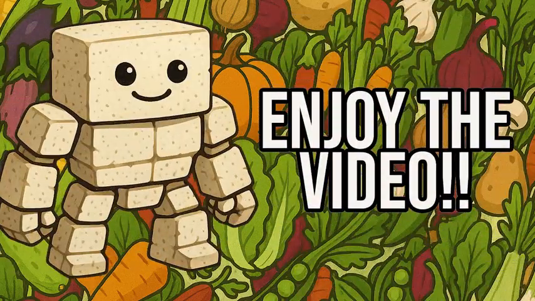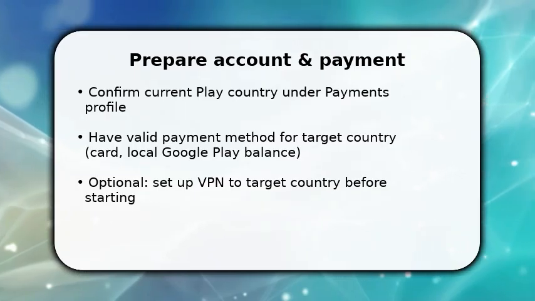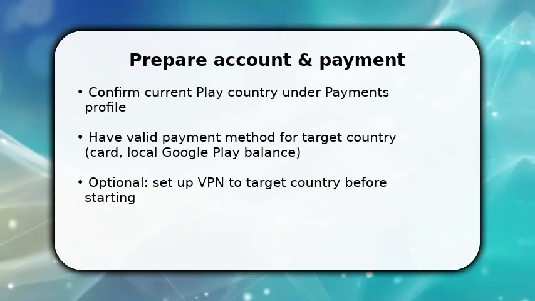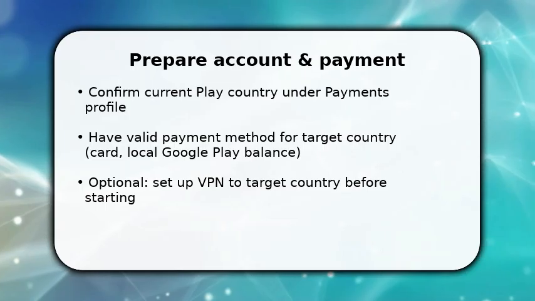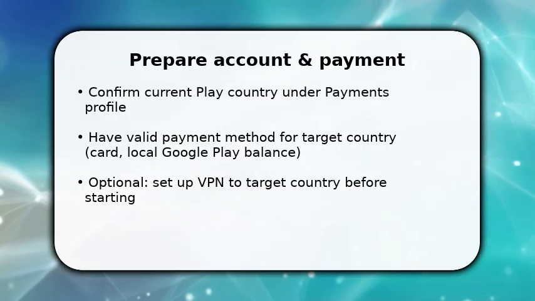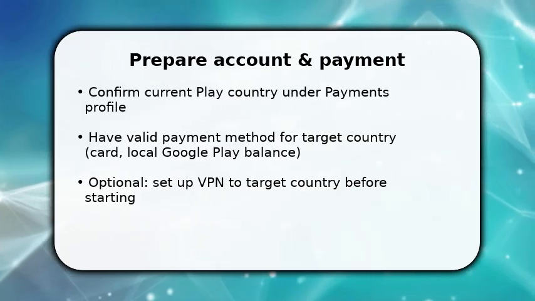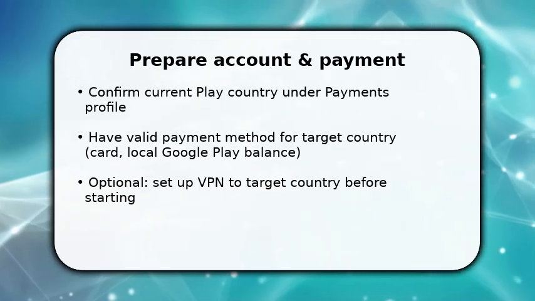Please enjoy the video. You start by confirming the Google Payments profile country and the Play Store country, because purchases fail when mismatched. Sign into Payments.Google.com and check the country field. Update only if eligible. Next, add a payment method valid in the target country, local card, or Google Play balance, because Google validates region against payment instruments.